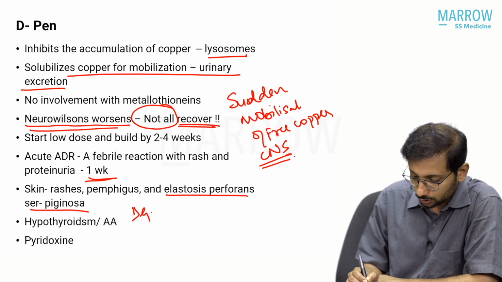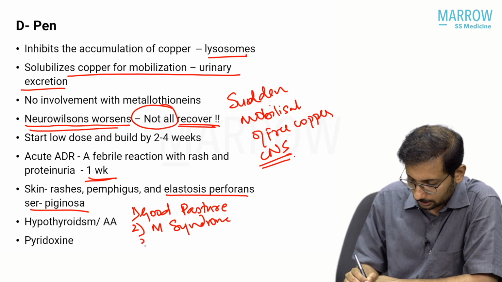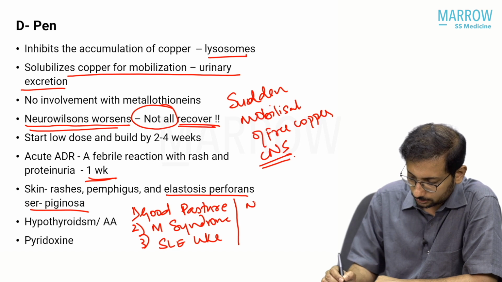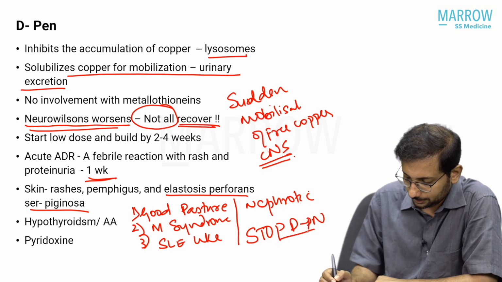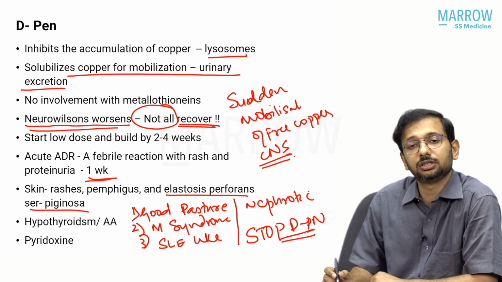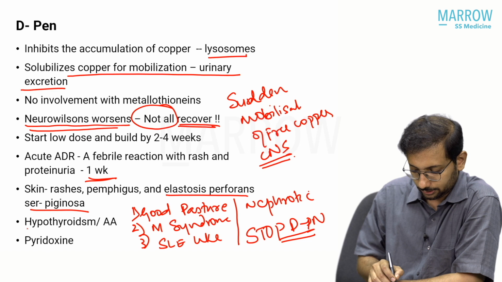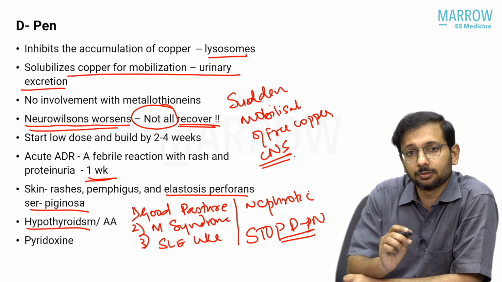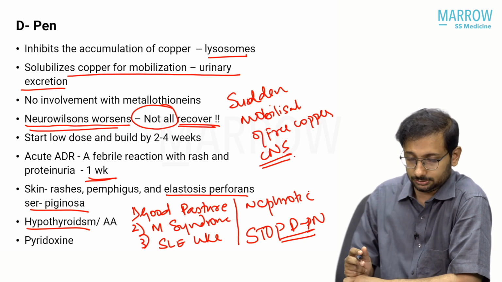One is Goodpasture syndrome. Second is myasthenia syndromes. And you have SLE-like syndromes. So if these 3 things happen along with nephrotic syndrome, stop D-pen immediately and then use a different chelator completely. Endocrine side effect of D-penicillamine is hypothyroidism, and you have to give pyridoxine along with D-penicillamine because penicillamine invariably causes pyridoxine deficiency. Second thing, it is also an immunosuppressant, D-penicillamine.